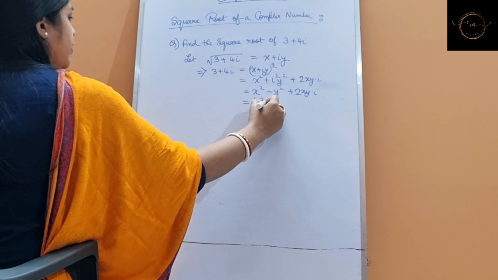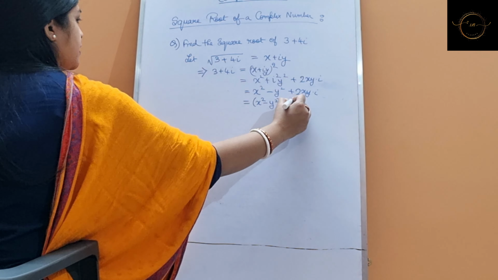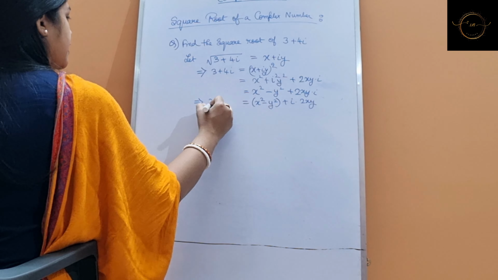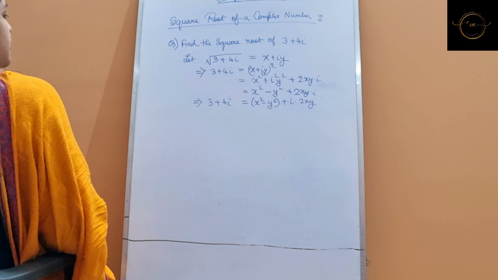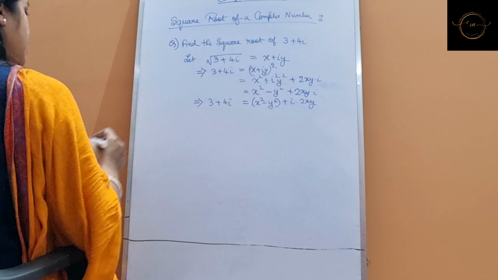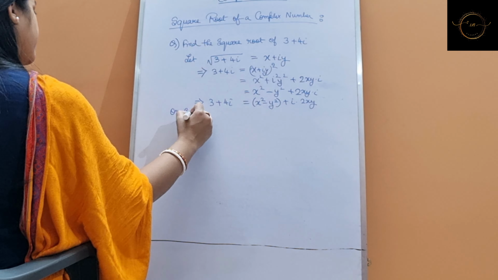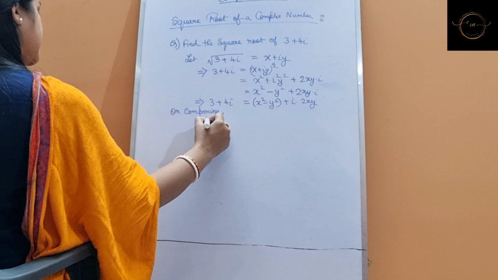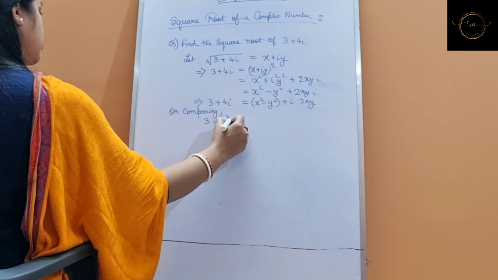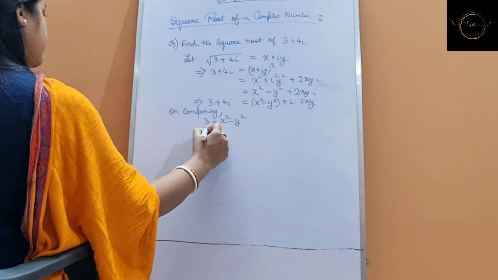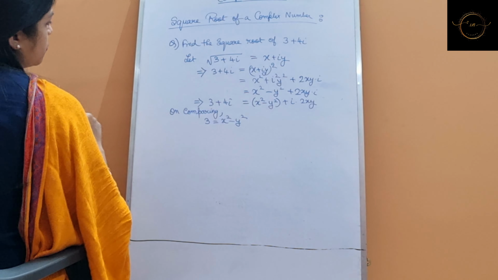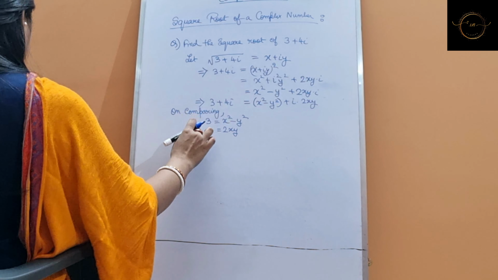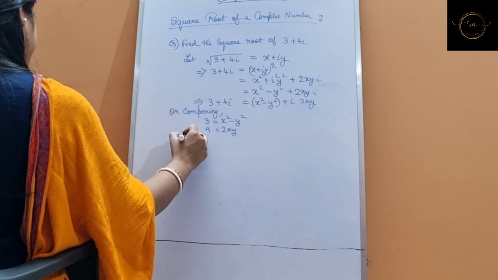So what will be the real part? x square minus y square. What will be the imaginary part? 2xy. And on this side we are getting 3 plus 4i. Now on comparing, we get 3 is equal to x square minus y square, and 4 is equal to 2 into xy. These two equations we have got.